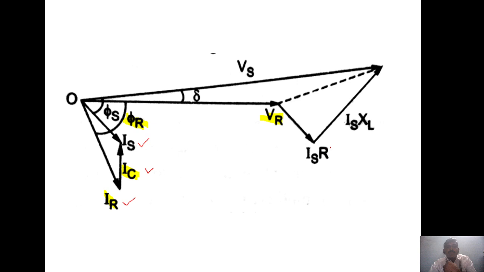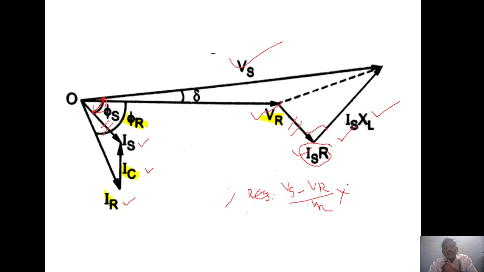Now coming to the drop, Is into R drop is in phase. This line will be in phase with the current Is. Keep in mind, again 90 degrees out is Is into XL. The sum of VR, Is into R, and Is into XL will give the Vs value. The angle between Vs and Is is the sending end power factor phi S. Now what about the formula for regulation? Percentage regulation equals Vs minus Vr divided by Vr into 100.